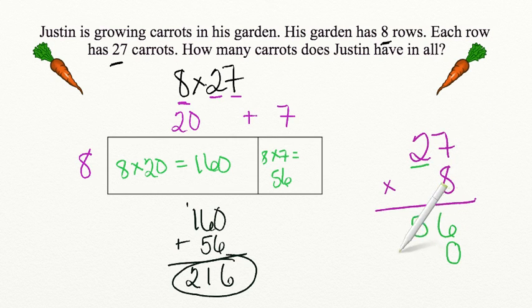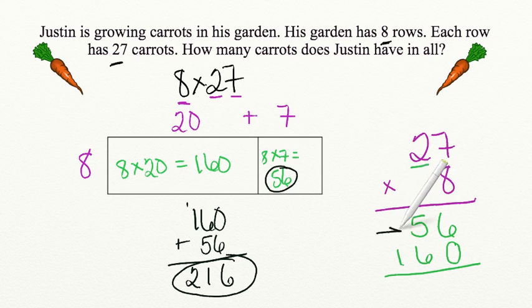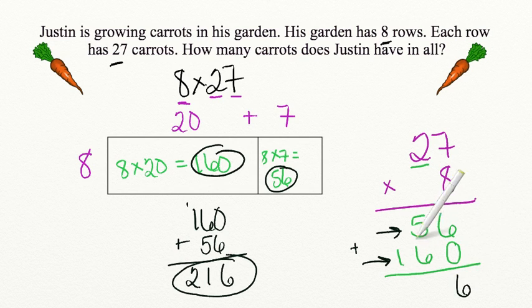8 times 2 equals 16. Do our numbers line up? We have 56 and 56. We have 160, 160. Great job. Let's do our last step. We need to add these numbers together. 6 plus 0 equals 6. 5 plus 6 equals 11. Carry our 1. 1 plus 1 equals 2. 216. So we just proved in two different ways that 8 times 27 is equal to 216.